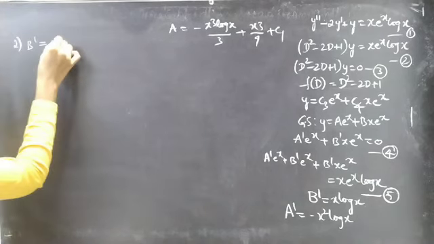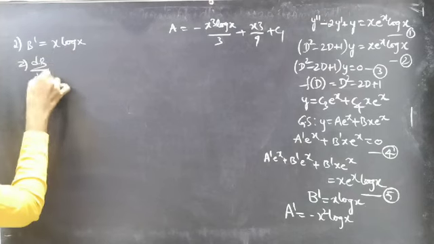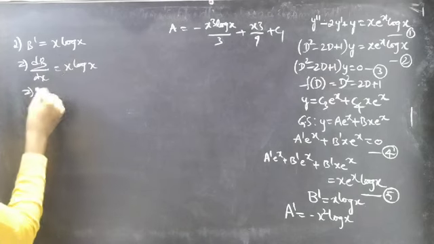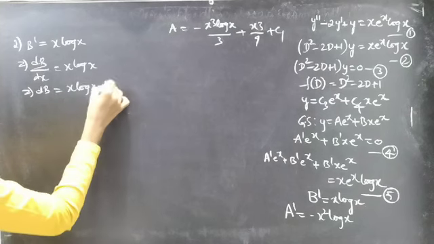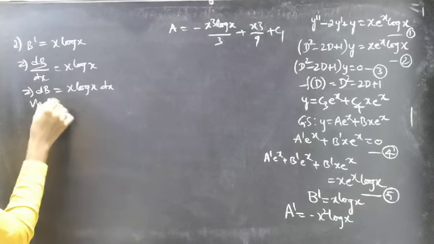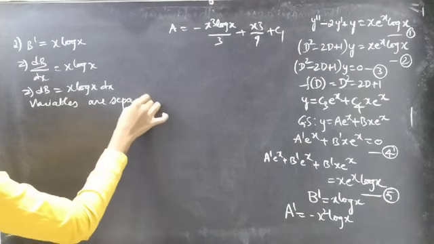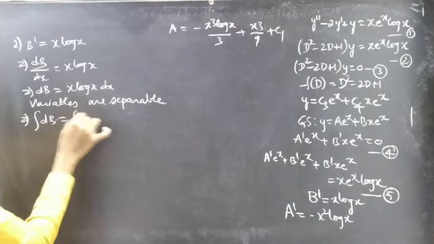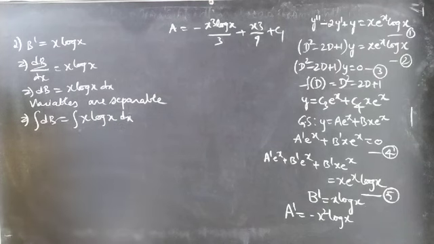We have b dash equals x log x. B dash is nothing but the derivative of b with respect to x. Again, separate the variables by taking the differential dx to the RHS. We'll get dB equal to x log x dx. Here the variables are separable, so you can perform integration. Integral dB equals integral x log x dx. Let's now evaluate integral x log x dx using the integration by parts formula.